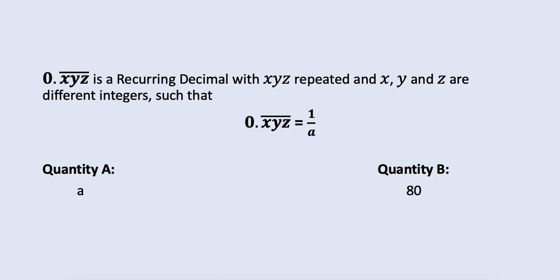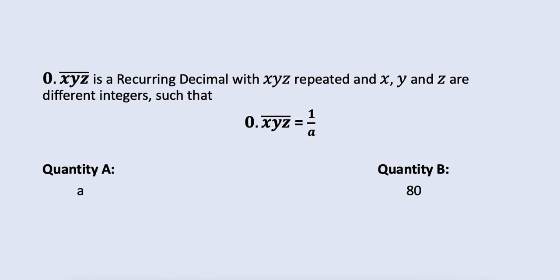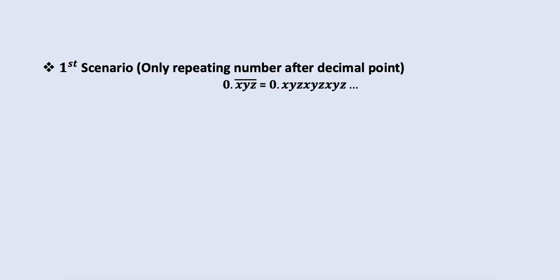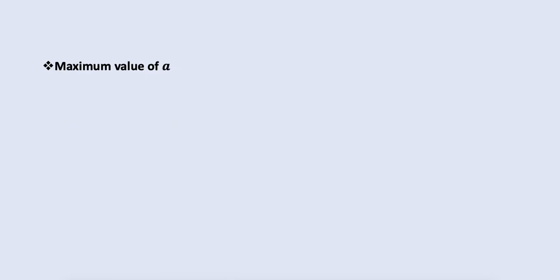If I use this concept now, in the question we are given that 0.xyz, where xyz is a recurring decimal with x, y, z as different integers. So this is equal to 1 over a, and you compare the value of a. The first scenario is because we have only repeating number after the decimal point. So first of all, let's simplify this. Remove the decimal point, this will become xyz. Divide this by 9 as many times as the length of the repeating number, and the length is 3, that's why xyz divided by 999.